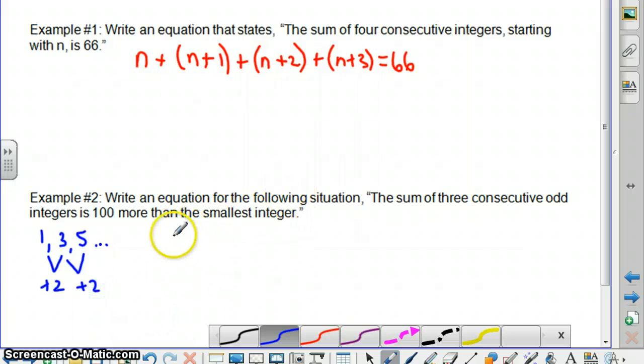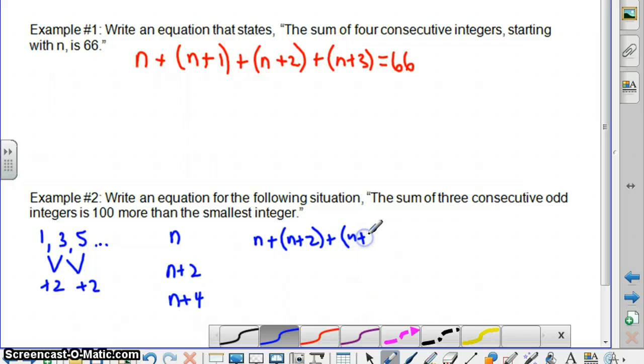So our first consecutive odd integer is going to be n. Our one after that is going to be n plus 2, and the consecutive odd after that one is n plus 4. So it says the sum of these, so let me write this as a sum. The first integer is n, the next one is n plus 2, and the third one is n plus 4. So we've got the sum of our 3 consecutive odd integers is, right here we have the word is, and as we know, is means equals.